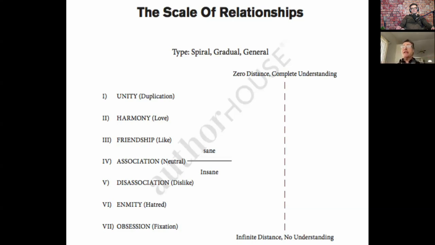Then it goes up to harmony. This is what we call love, where you have two people in harmony. They harmonize with one another. So it's like in a musical performance. So you have the guitarist and the bassist, and they're in tune. They're playing in the same key. They harmonize with one another.